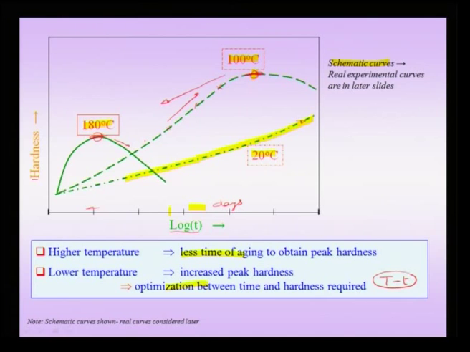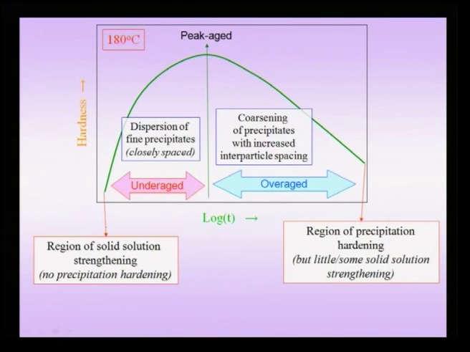That means that suppose I am aging at 180 degrees Celsius, it is futile for me to age beyond the time where the peak hardness comes. So, I have to note this time T1 which is my optimum time, and I would not like to age my specimen beyond T1. So, why does this curve have this particular shape? Why is it that the hardness is initially increasing and then decreasing?